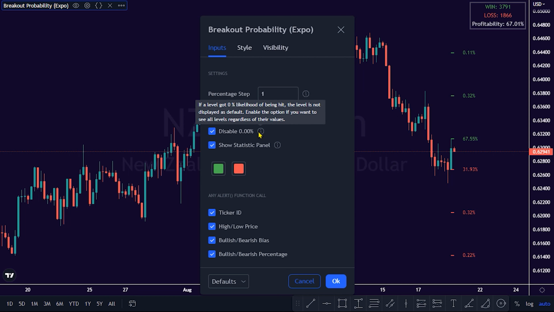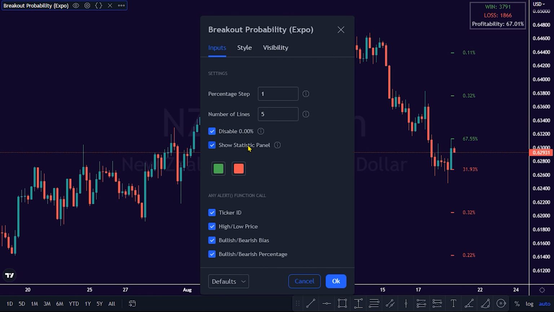There is the disable 0.00% value. For instance, if a level has a 0% likelihood of being hit, the level is not displayed by default. Traders can enable the option if they want to see all levels regardless of their values.